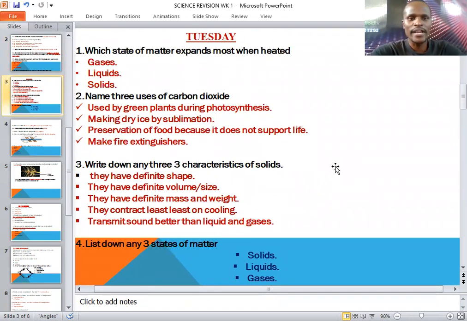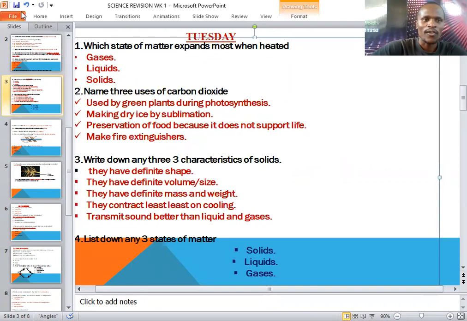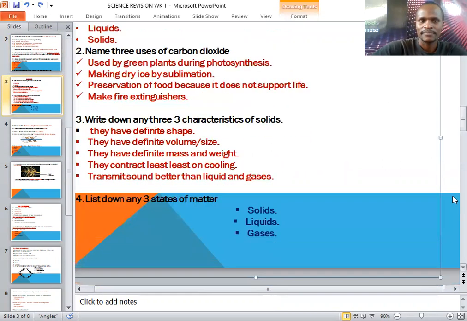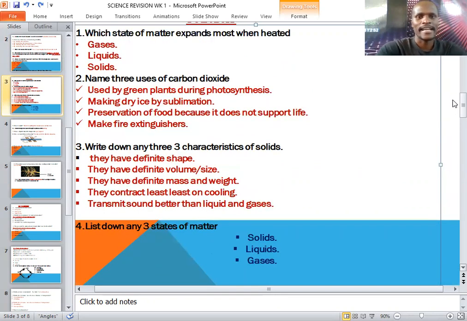On Tuesday, which states of matter expand most? I've given you the list of matter on how they expand. Now, the first one, we have the gases. Gases expand most when heated, followed by liquids, and then solids expand the least. So check on your answer and ensure that you write in that order. Gases expand most, liquids expand moderately, then solids expand the least when heated.